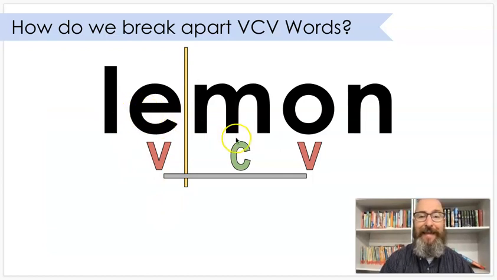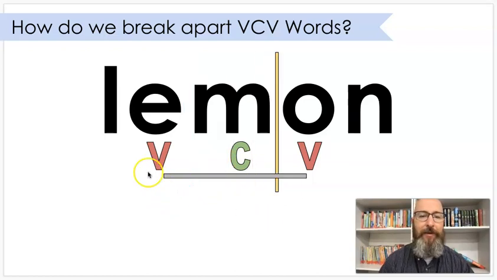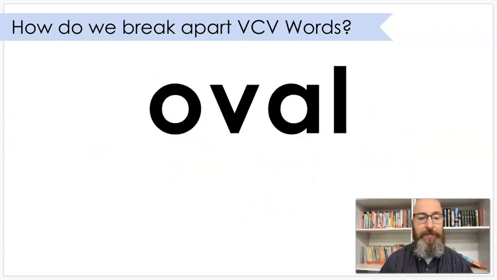Li, on, limon. That sounds familiar, but I don't think that's how I say it. Let's try it here. Lem, on, lemon. A lemon is that yellow fruit, and of course this is a closed vowel, and this is a closed vowel. Let's try another one.